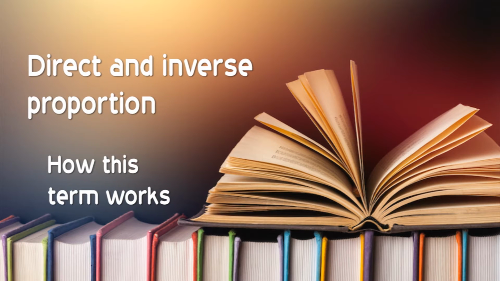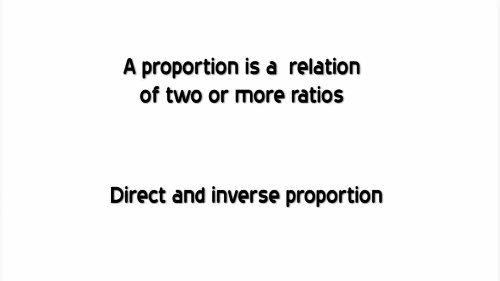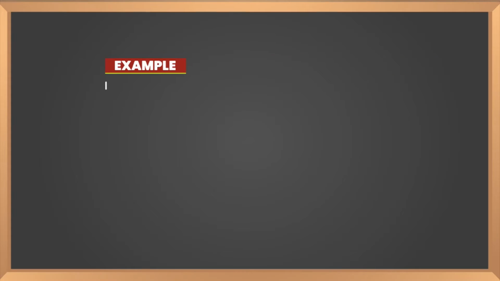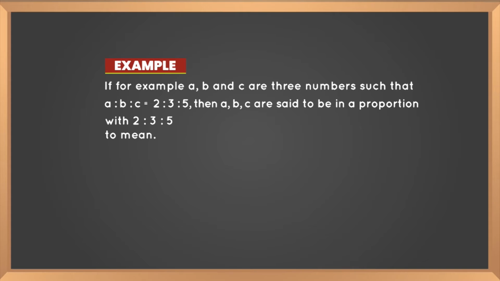Hello there. A proportion is a relation of two or more ratios. In this section, we shall look at direct and inverse proportions. If, for example, A, B, and C are three numbers such that A is to B is to C equals 2 is to 3 is to 5, then A, B, C are said to be in a proportion with 2 is to 3 is to 5.